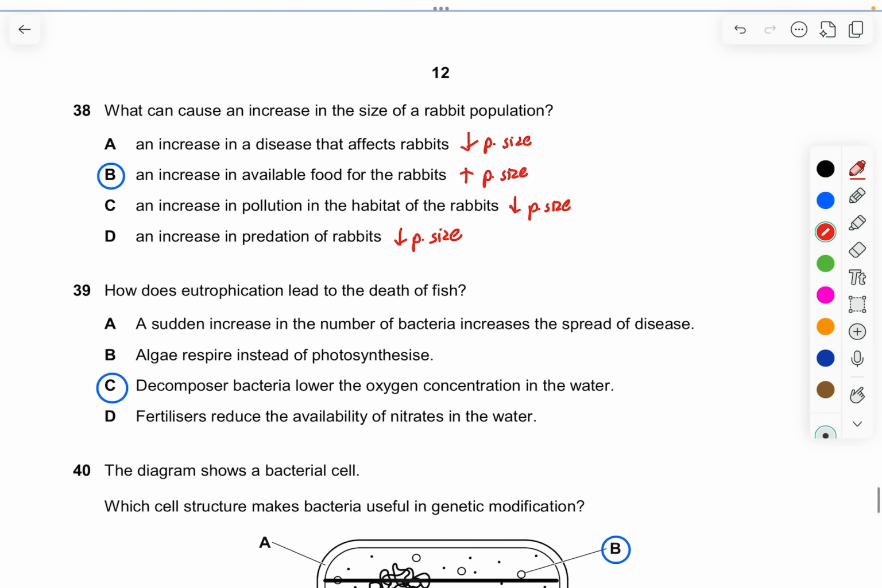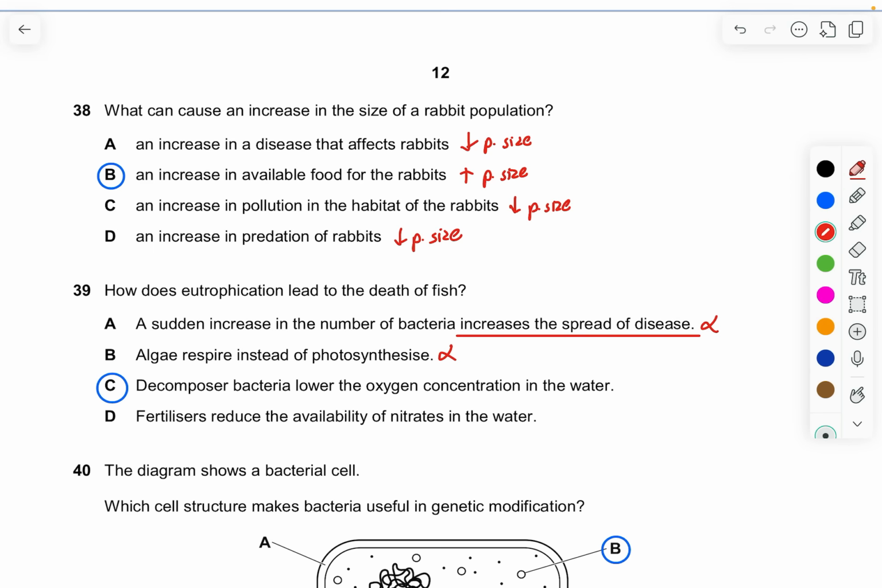Question 39. How does eutrophication lead to the death of the fish? A sudden increase in the number of bacteria that increases the spread of disease. There will be no diseases spread during eutrophication, so A is out. Algae respire instead of photosynthesize. That doesn't make sense, because if it respires, it gives more CO2. That's not the whole point. It's that when it photosynthesizes, it takes the oxygen away. Therefore, there will not be enough oxygen for the fish, let's say.